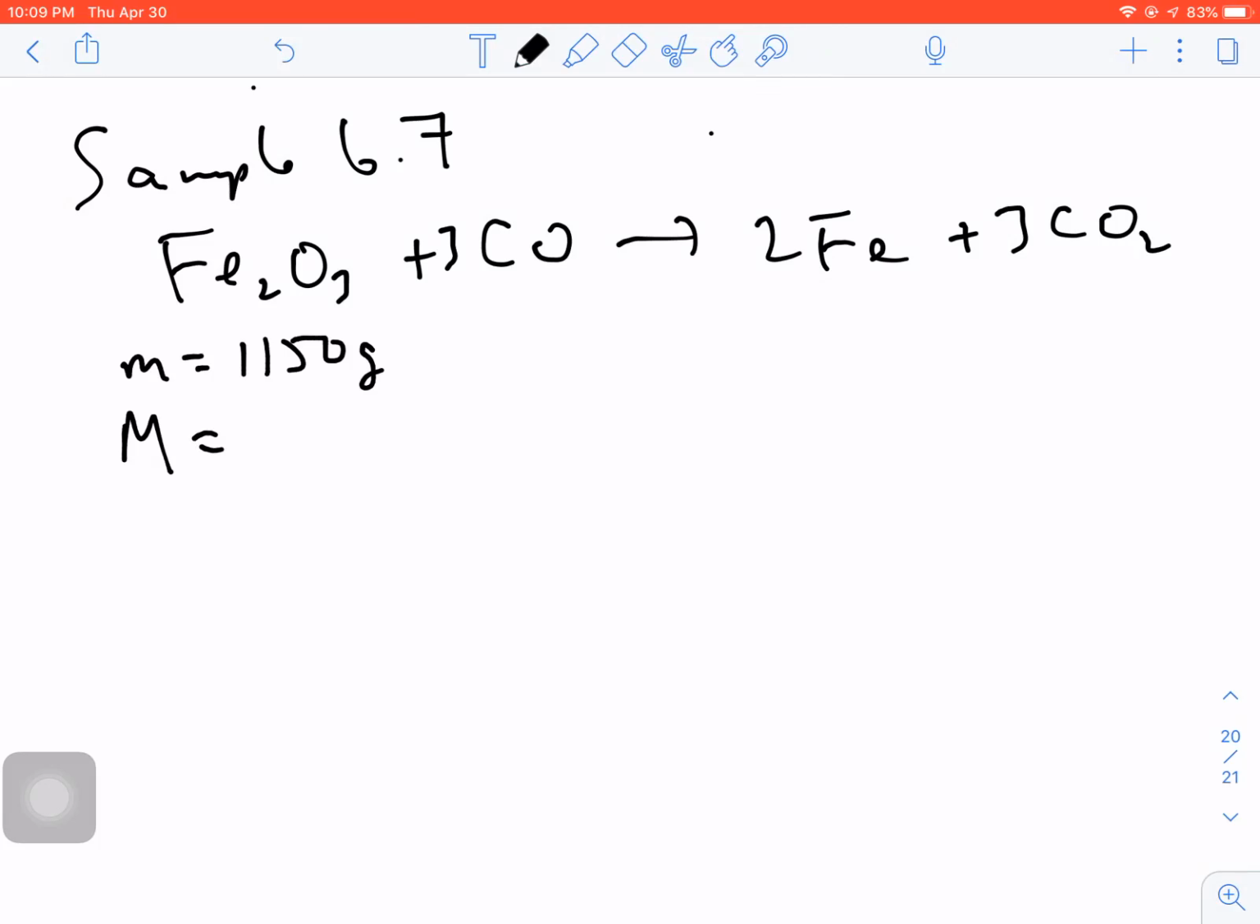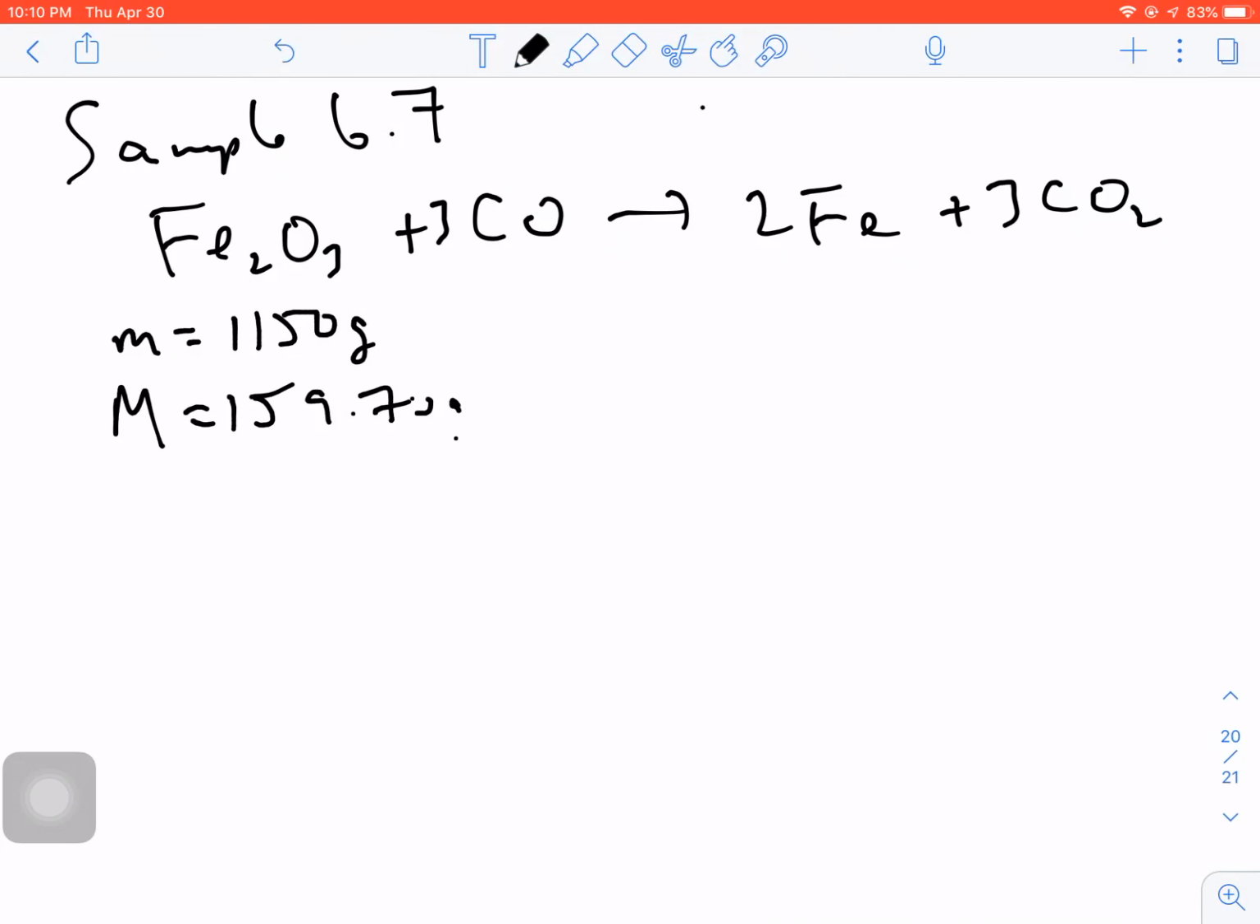I've got Fe2O3 here. So Fe2 is 55.85 times 2. Fe2 plus 3 oxygens is 159.7. What I'm trying to find is how much iron I am supposed to get when I do this lab. And to do that, I'm going to follow the same steps we've been doing. I need to know the molar mass for iron. The molar mass for iron is 55.85 grams per mole.